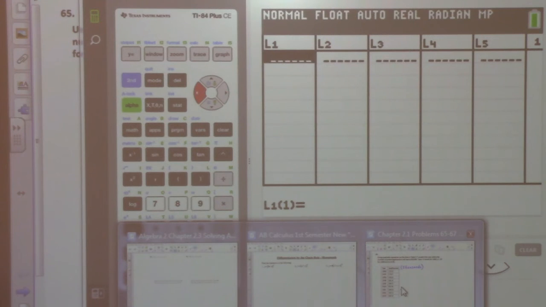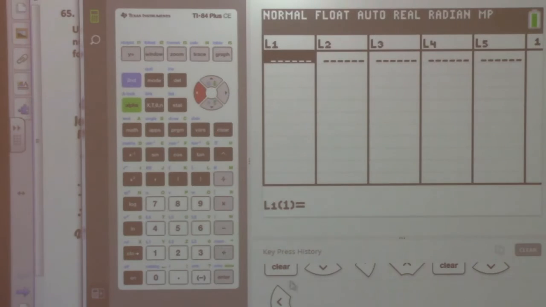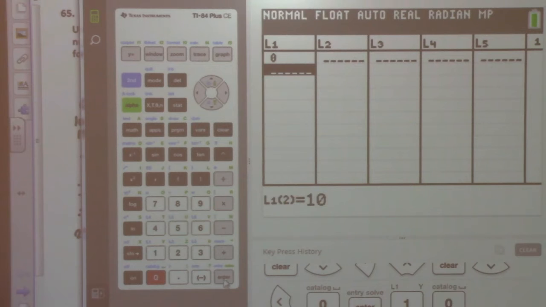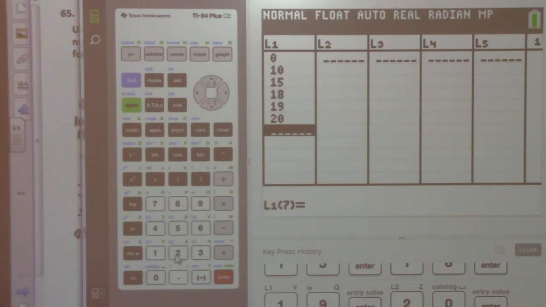Now, what they've done is they set this up, said let 1980 stand for 0. So I'm going to put 0 here, and 10, 15, and so on, down to 23 for these. Does that make sense? So we go to our calculator. We put 0, 10, and the next one here is 1991, right? No, 95, that's 15. So that's going to be 15. Then 1998, that's 18. And what else do we have? 99, 19, 20, and then we have 21, 22, 23, right?